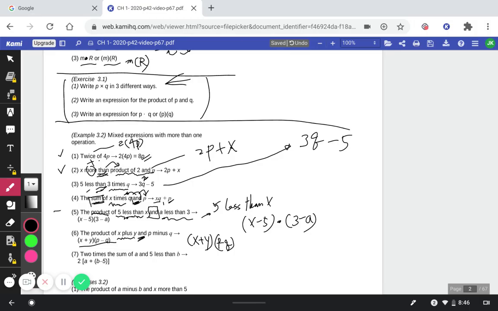Now they say 2 times the sum. Okay, so 2 represents the sum. 2 multiplied with the contents of the sum. That's what they actually mean.